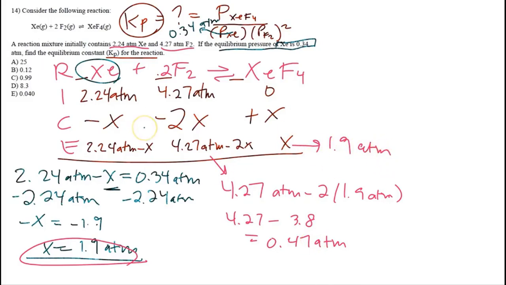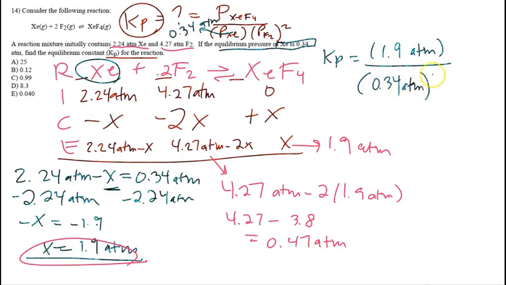So now that I have all my equilibrium amounts for every single species, all I have to do is plug in the values to solve for Kp, excuse me. So I have Kp, my partial pressure of XeF4, 1.9 atmospheres. Partial pressure of Xe, no, it's not 1.9, because I did have a lot of students who just say, oh, well, it's automatically 1.9. No. They gave you that number. This is 0.34 atmospheres. They already gave you that number, okay? And then finally, we have our 0.47 atmospheres. And that's going to be squared.